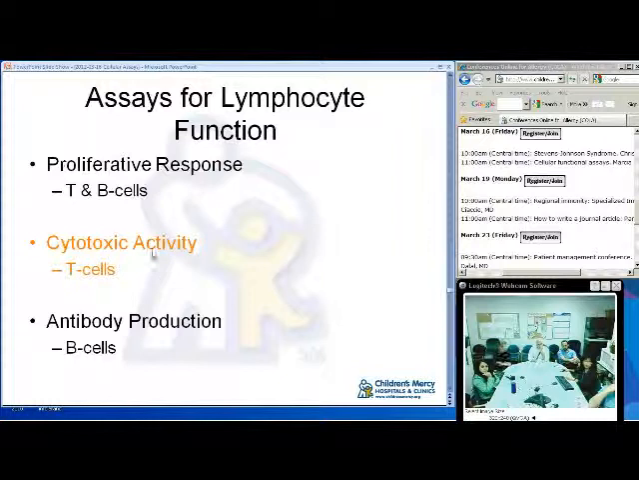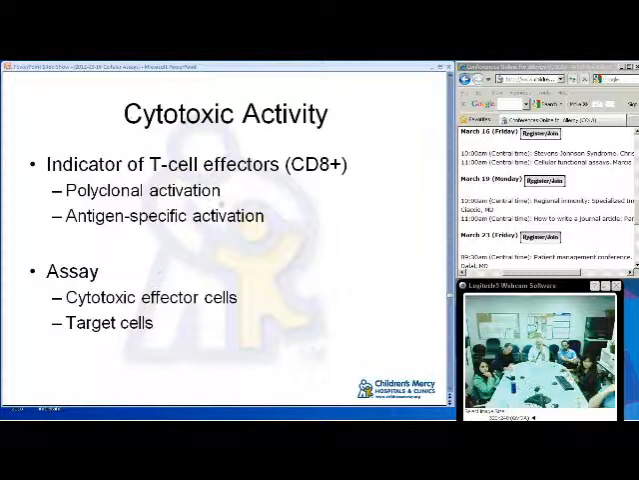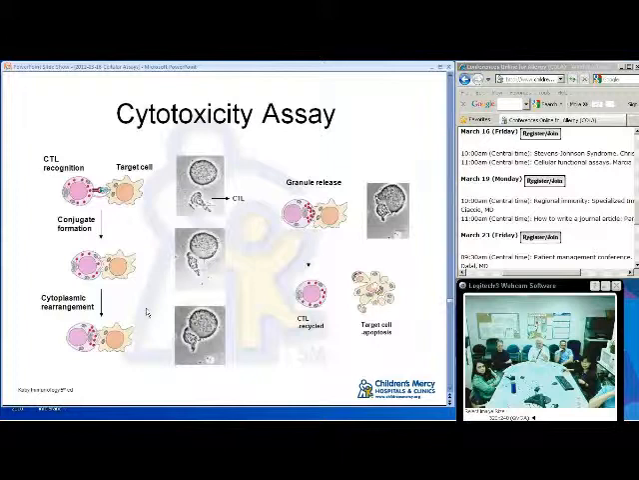Okay, so the next one is to look at cytotoxic activity, and this would be the CD8 positive T cells. And so the indicators of T cell effectors, which are the CD8 population, you can either do polyclonal activation or you can do an antigen-specific activation. And the assay would be to look at cytotoxic effector cells, and then you need a target cell population. Okay. And this is just depicting what a cytotoxicity assay would look like.